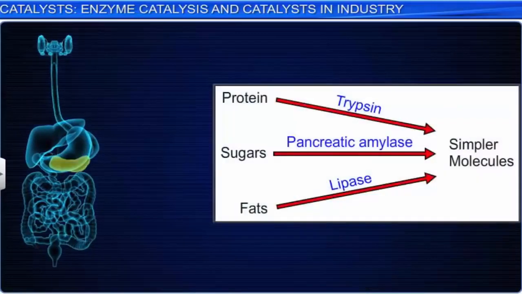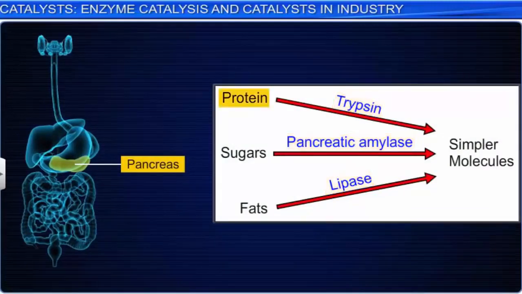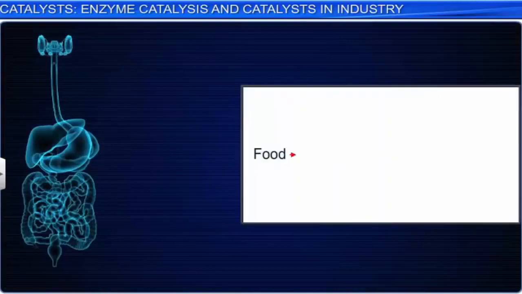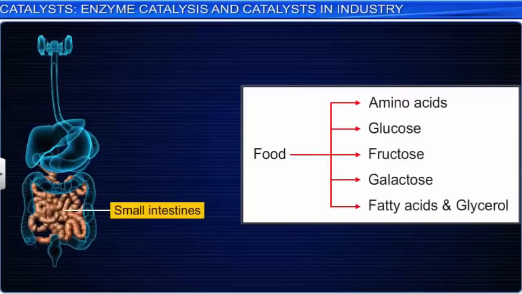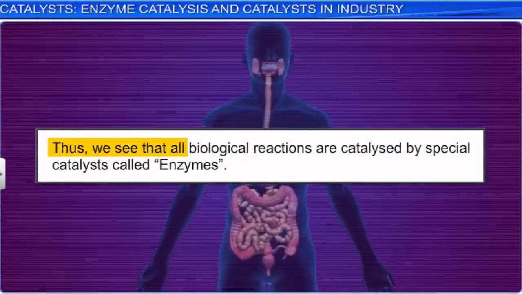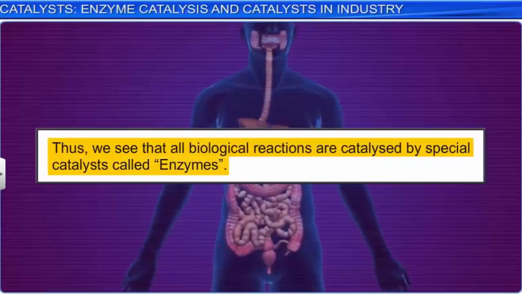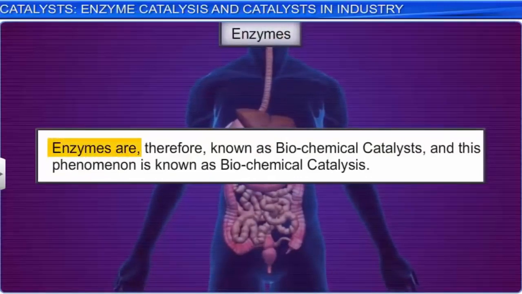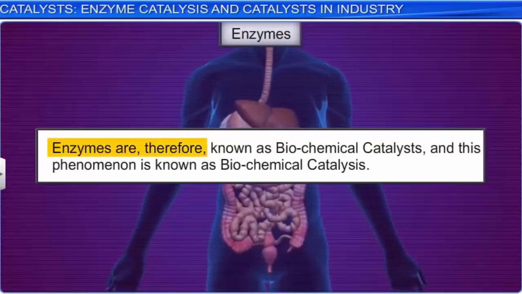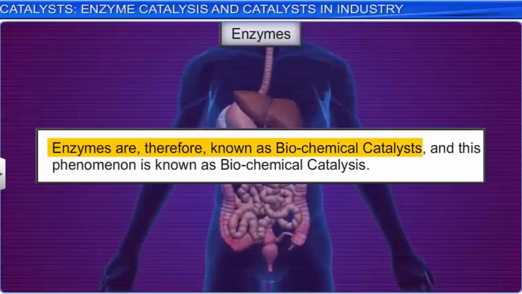Further, pancreatic juices contain various enzymes that continue to break down proteins, sugars, and fats. By the time food moves into the small intestine, it has been broken down into tiny nutrients that the body can absorb and use for energy, repair, and growth. Thus, we see that all biological reactions are catalyzed by special catalysts called enzymes. Enzymes are, therefore, known as biochemical catalysts, and this phenomenon is known as biochemical catalysis.